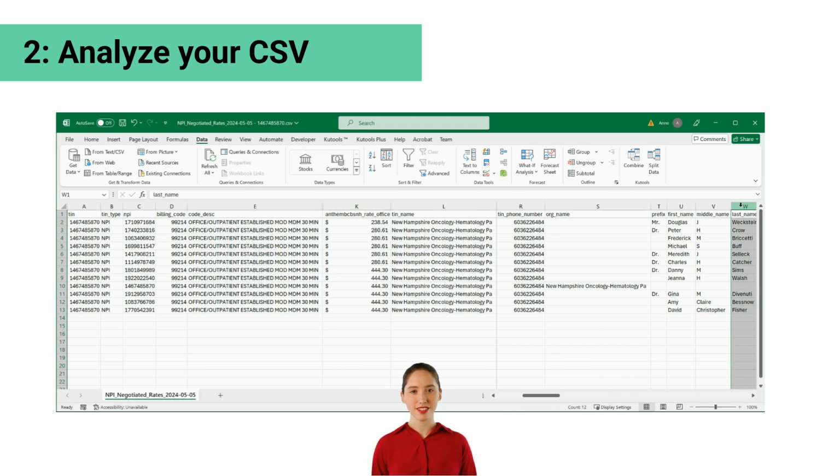So, if you're trying to answer the question, what is the negotiated rate for New Hampshire Oncology Hematology for office visit 99214 in place of service 11, you'll have to factor in which child NPI the services are being billed for.